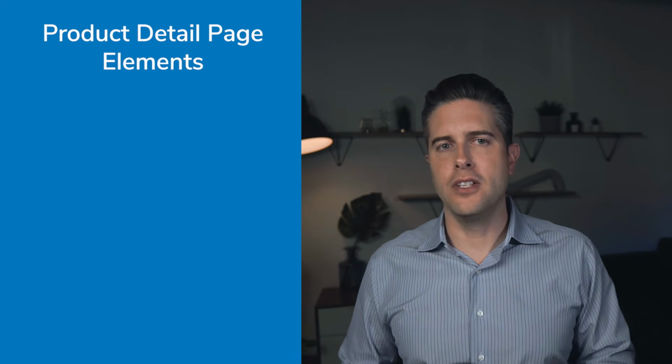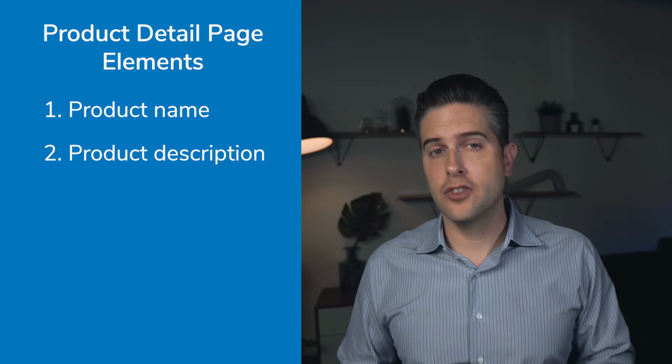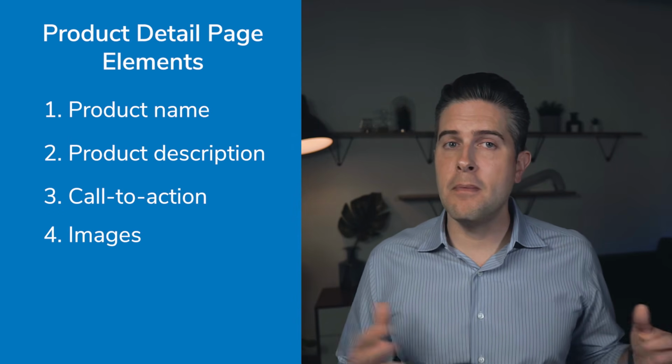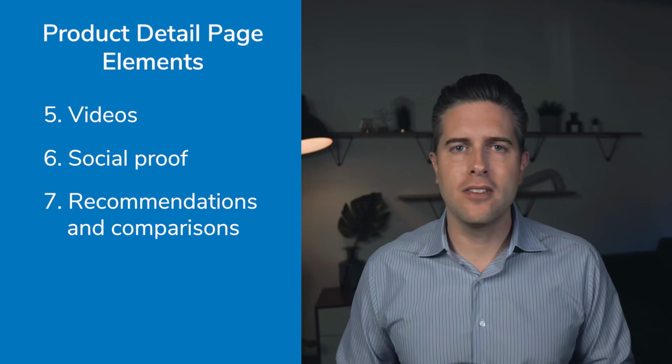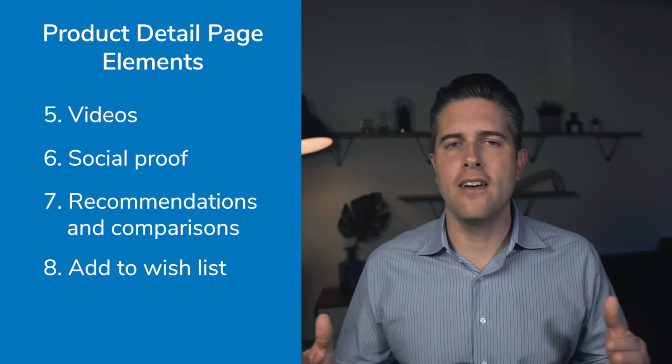Let's pause here and resume in the next video so you can take these elements and begin implementing or reviewing your PDPs. So far, we've covered 8 critical elements of product detail pages: product name, your product description, having a call to action, images, videos, social proof, recommendations and comparison, and ensuring that you have a wish list.